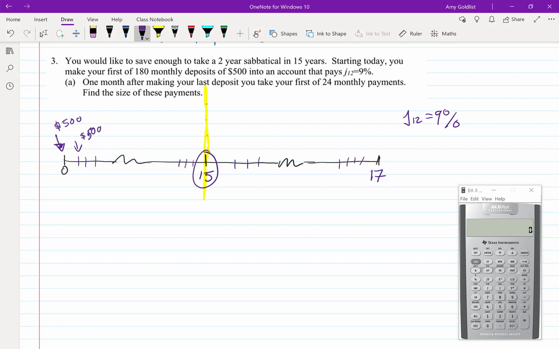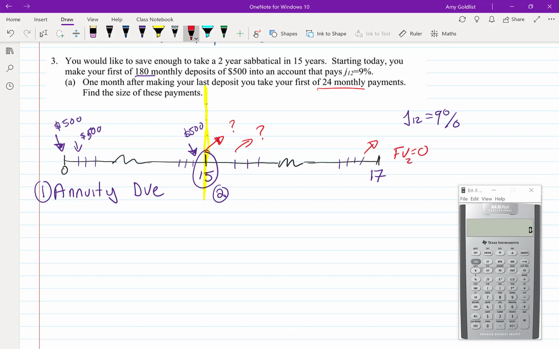If I start today, then I'm going to end 1 month before 15 years from now. That's going to give me the right number of payments, which is 180. Because I'm starting right away, I'm going to note that this is an annuity due. And that's annuity number 1. For annuity number 2, 1 month after I make my last deposit, that's going to be exactly at 15. I'm going to start taking out my 24 monthly payments. And I don't know what they are, but I do know that at the end of this, I'm not going to have any money. So this is also an annuity due.